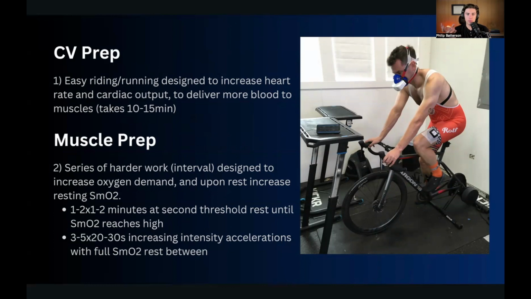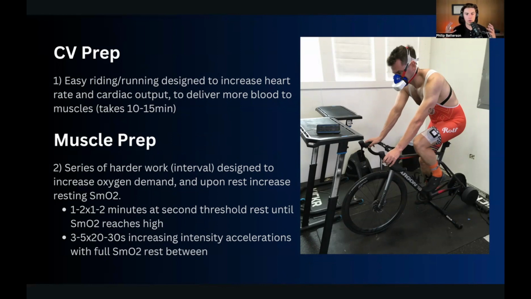So the cardiovascular preparation phase is typically easy riding or running, designed to increase the heart rate and cardiac output to deliver more blood to the muscles without creating too much stress on the muscle. And this typically takes 10 to 15 minutes. Heart rate will come up, like I said, in about 5. Then you can increase exercise intensity a little bit more. Heart rate will come up a little bit more, and you'll be delivering more oxygen to the muscle.